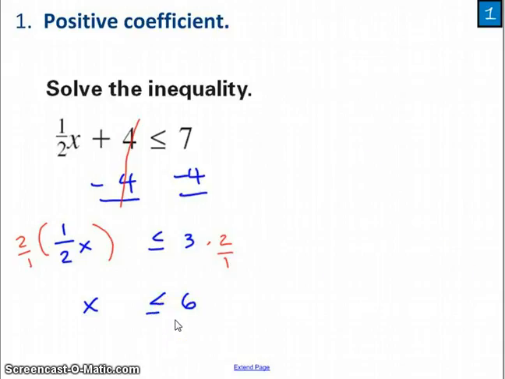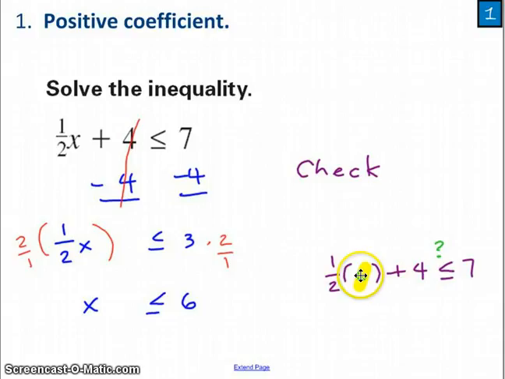I can always double check and make sure that answer is correct. I can plug 6 into the original inequality. Let's look. A half times 6, well that's 3. 3 plus 4. Is that really less than or equal to 7? Yes, 3 plus 4 is 7, so 7 is equal to 7, and I'm allowed to have equals.